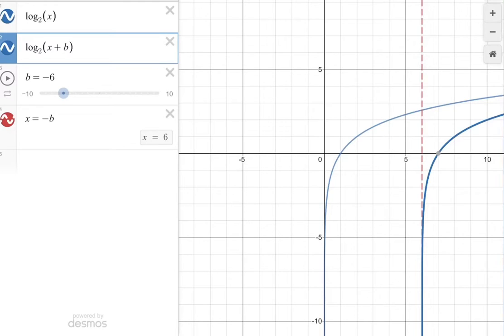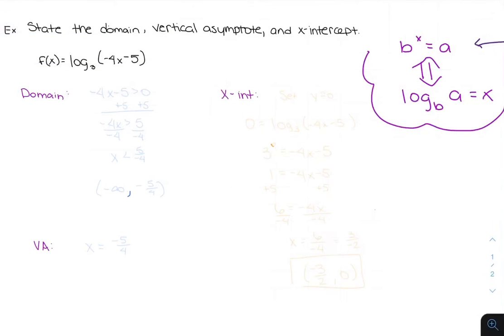So there is a relationship between the domain and the vertical asymptote. And that relation is that the greatest or smallest point of the domain is your vertical asymptote. So let's say we were taking a look at an example and we wanted to state the domain, vertical asymptote, and x-intercept of f of x equals log base 3 of -4x minus 5.